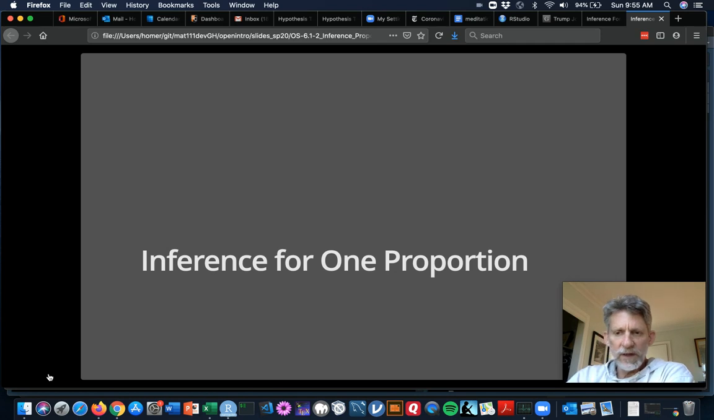In this set of slides, we're going to cover inference for one population proportion. And you might think, well, we did that in chapter 5, but we're going to show you some streamlined methods that you would use in production in real life rather than the by-hand calculations that we used in chapter 5 to introduce the concept of confidence intervals and hypothesis testing.